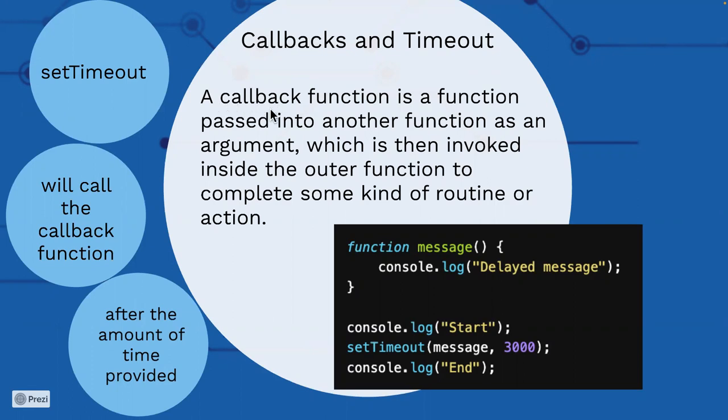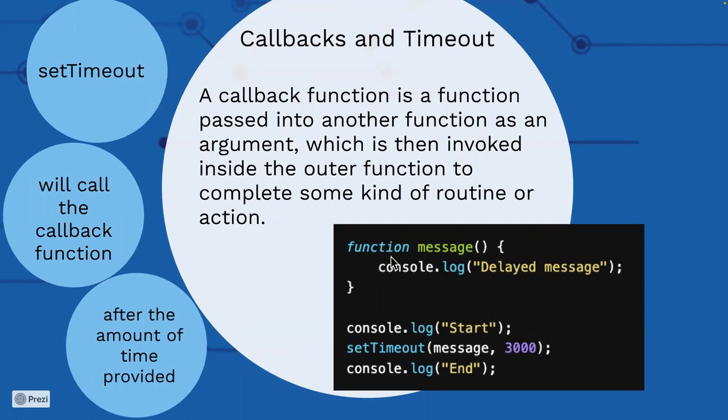callback function. All right, so a callback function is a function that is passed into another function as an argument. And then it is invoked inside the outer function to complete some kind of routine or action. So what does this mean? Let's look at this function here below at the bottom right. We have function message, and then all it does is console log delayed message. So here we have this function, it's called message, and it does this thing, it console logs.